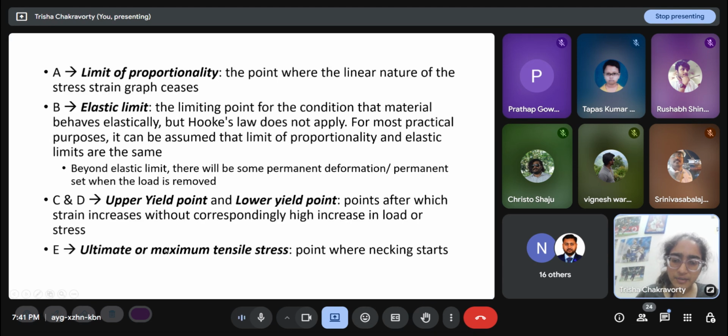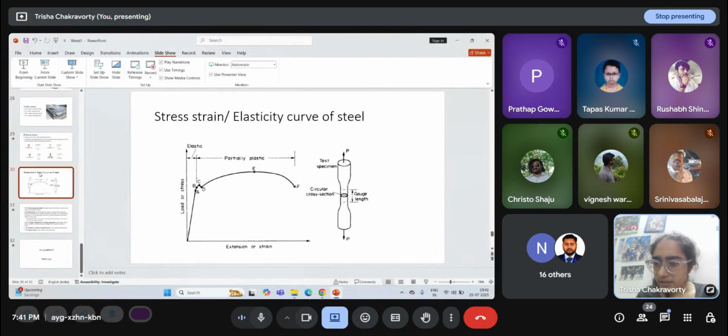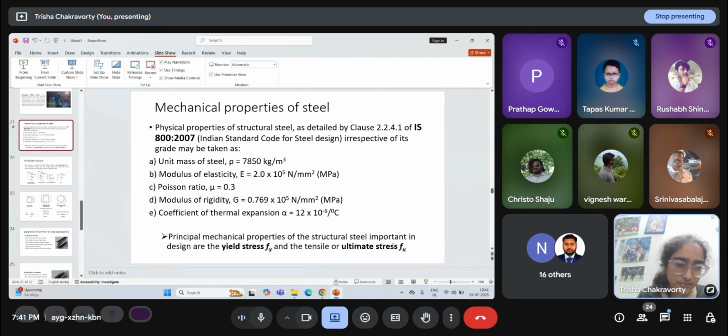So E is the ultimate or maximum tensile stress point, when necking starts. In the entire graph you will see that the stress corresponding to E is the maximum. So what is E called? Here the ultimate stress Fu is the stress corresponding to E, and the yield stress Fy is that corresponding to C or D.